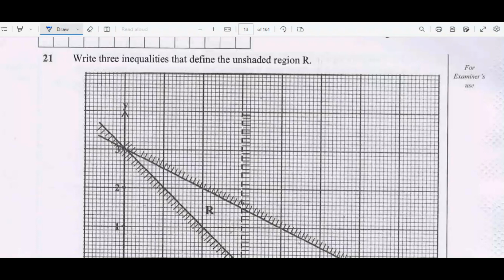So now let's go back to our question. The question is under linear programming, and we are told to write 3 inequalities that define the unshaded region R. So we have 3 lines, and each line represents a specified inequality.